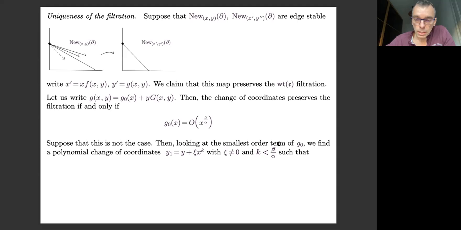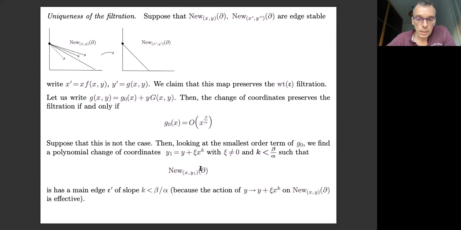So now you look at the smallest order non-zero term in the expansion of G0, and it gives you some term of the form x to the power k, with k strictly smaller than b over alpha, right? So now I consider it with some coefficient. I just consider the polynomial change of coordinates associated to this first initial non-zero term of G0, right? So this will be of this form here.